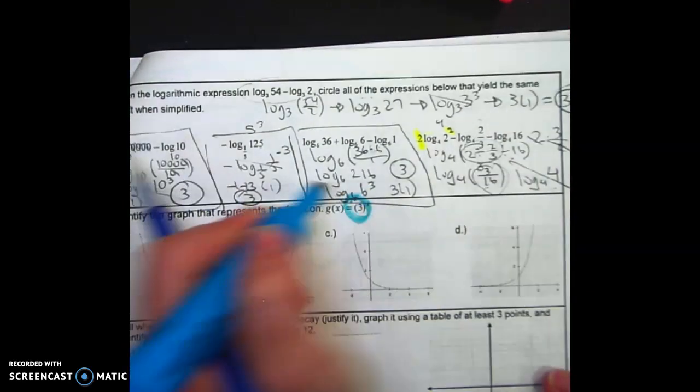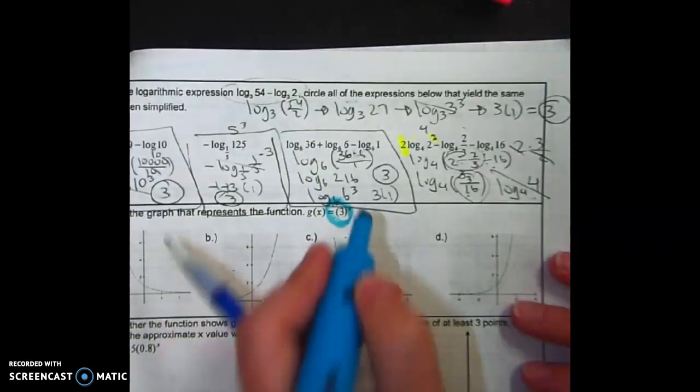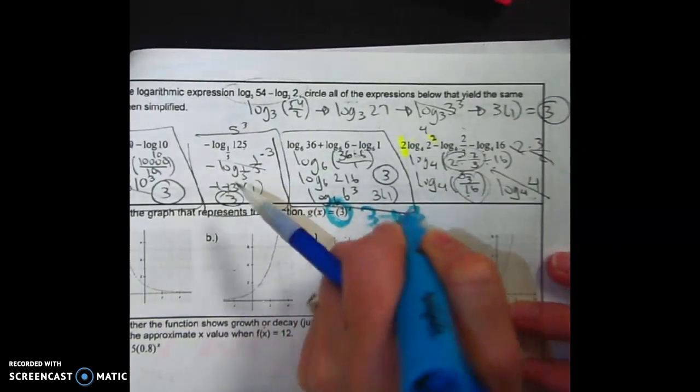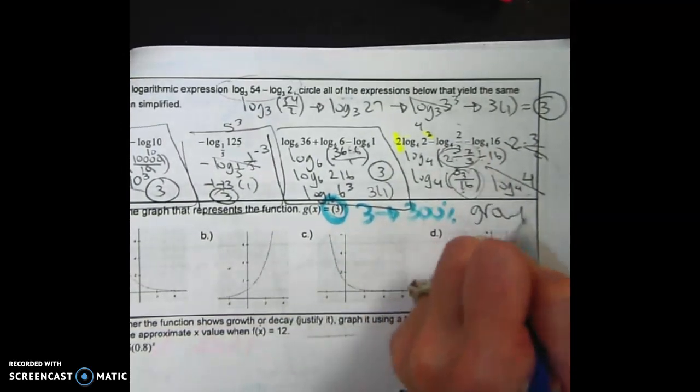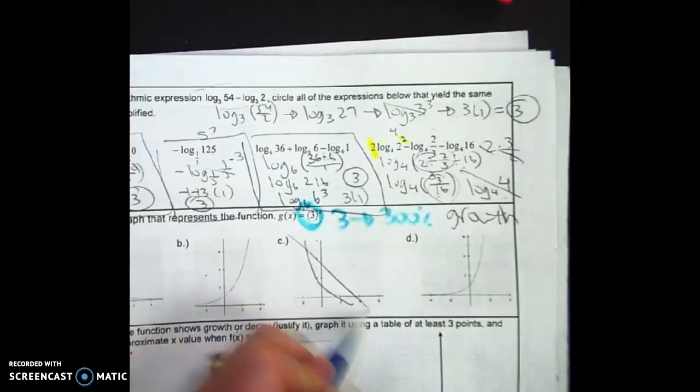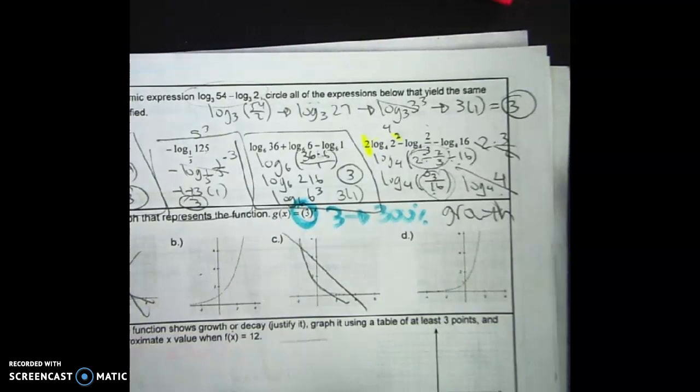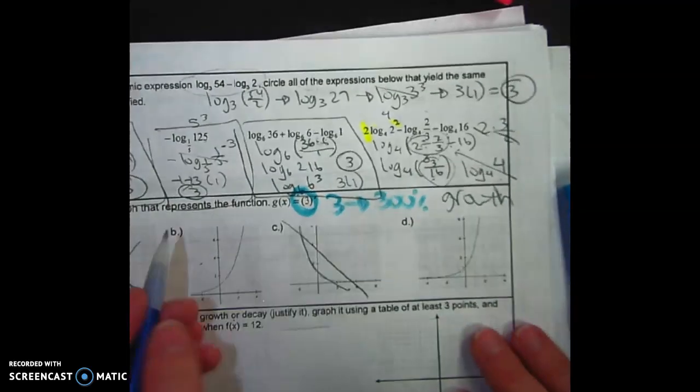All right, they want to know the one that is 3 to the x. Well, I know this represents my growth or decay. Well, if it's 3, that means it's really 300%, and that means it's growth. So if it's growth, that means it's getting bigger. This is getting smaller, this is getting smaller. So then I go, oh my gosh, well, which one is it? So I have to look and I have to compare.